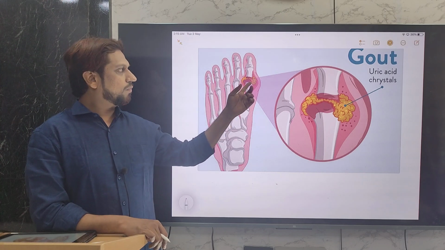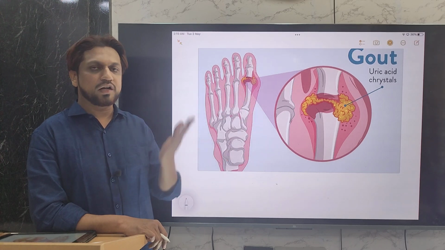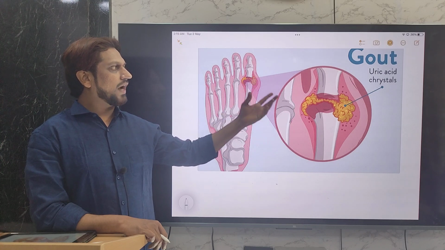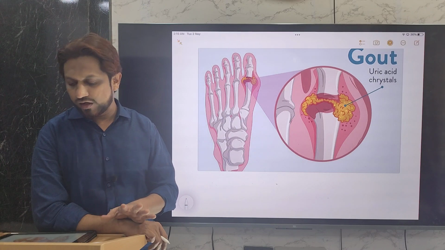There is a deposition of monosodium urate crystals due to the elevated level of uric acid, which causes inflammation of this joint, and it leads to a clinical condition known as gout. That is the definition of gout. Hope that is clear.